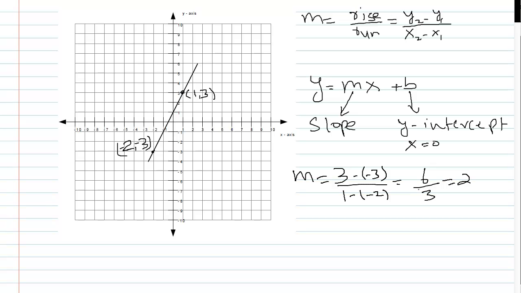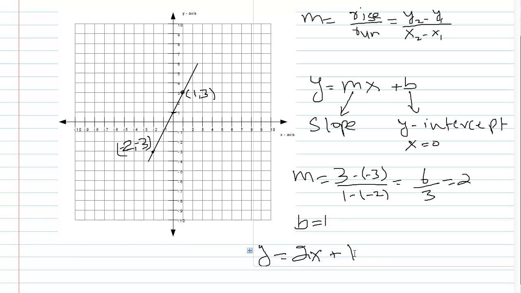So we get a slope of 2, which is a positive slope, and you can see that the line is going up from left to right, so it makes perfect sense that the slope is positive. The next step is to find the y-intercept. We can see that the line is crossing the y-axis right at 1, where x is basically 0, so b equals 1. So the equation of this line is y equals 2x plus 1.